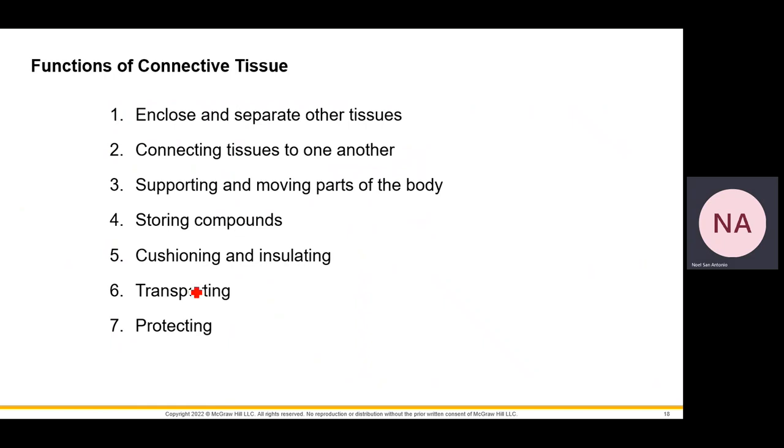And what are the functions of connective tissue? They enclose and separate other tissues. They connect tissues to one another. They support, no, okay, and move parts of the body. They also function, no, in storing compounds. Okay, they are also important in cushioning and insulating the body, in the transportation of certain substances, and also for protection of our organs.